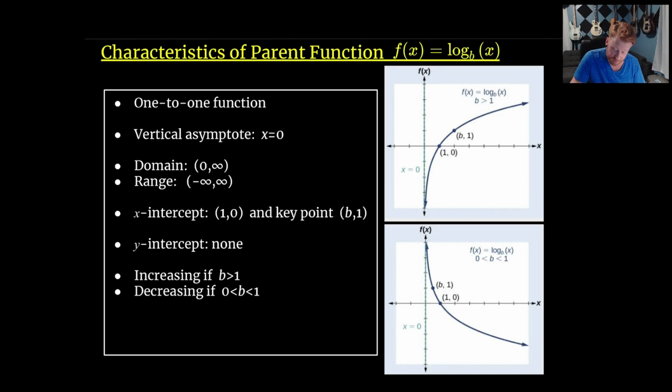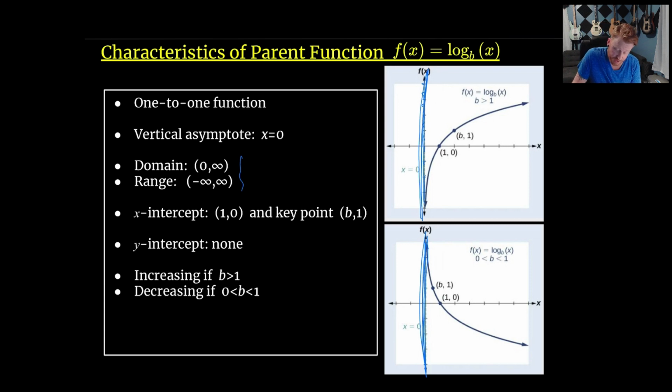It has a vertical asymptote at x equals 0, so remember that the domain is all positive numbers, which means that we will never get to 0. It's just getting asymptotically close. So that asymptote will also shift around, at least horizontally, as we shift these graphs around. The domain, as we pointed out before, is all positive numbers, and the range is all real numbers. So we looked at that before, and we'll use that again and again as we look here.